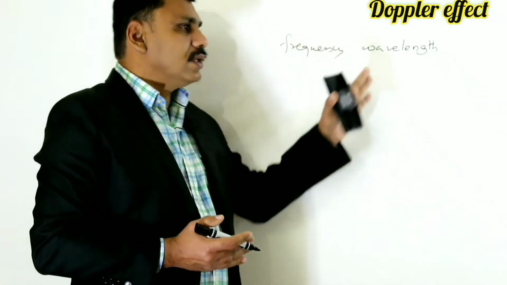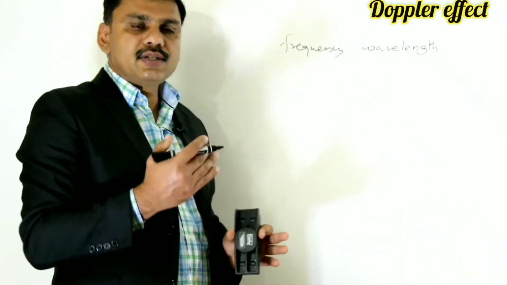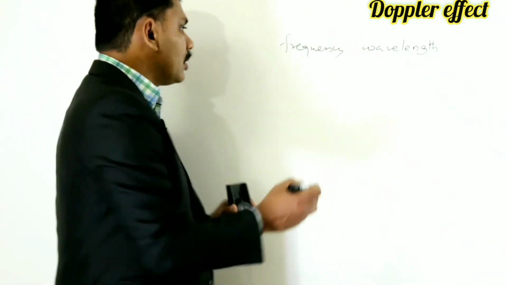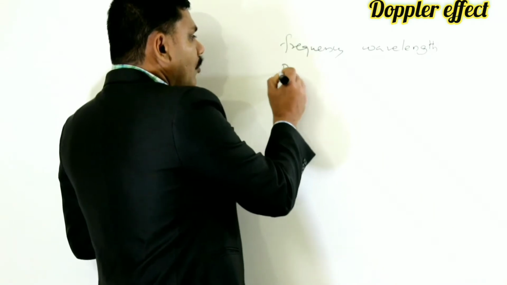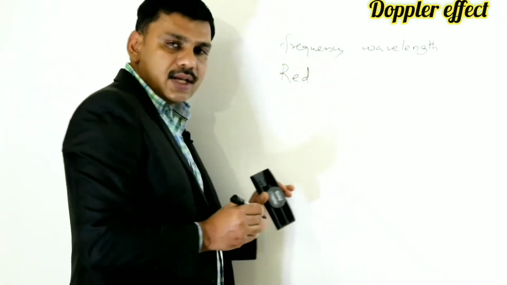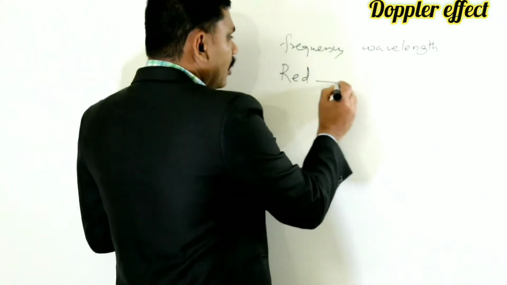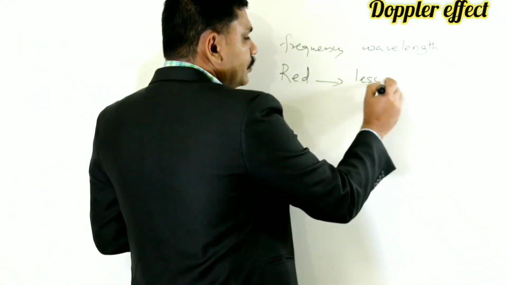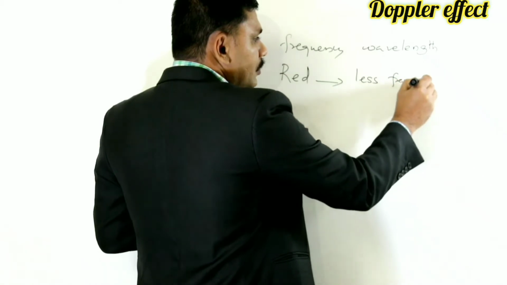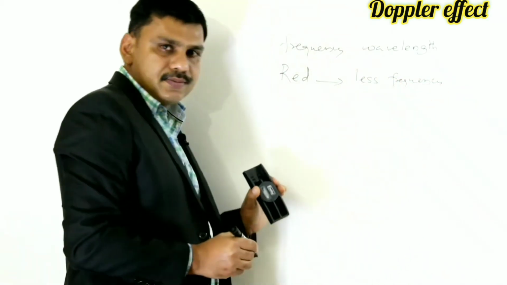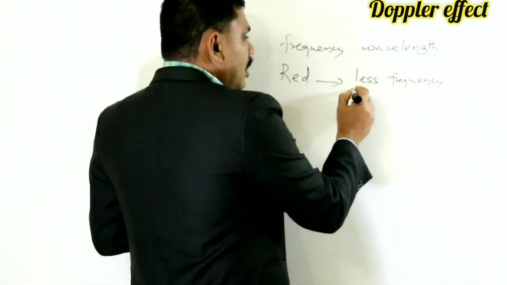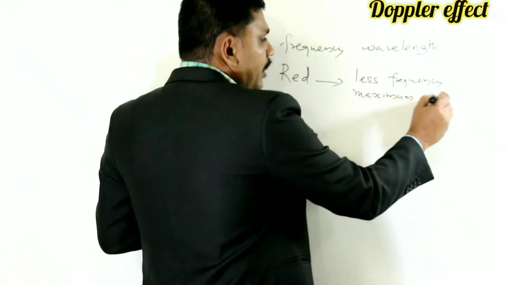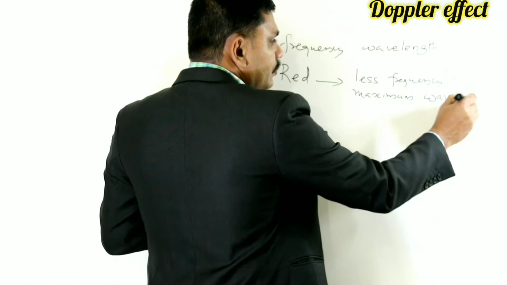Frequency and wavelength are inversely proportional to each other. Which has more frequency and which has less frequency? If you consider red color, it has minimum frequency and maximum wavelength.